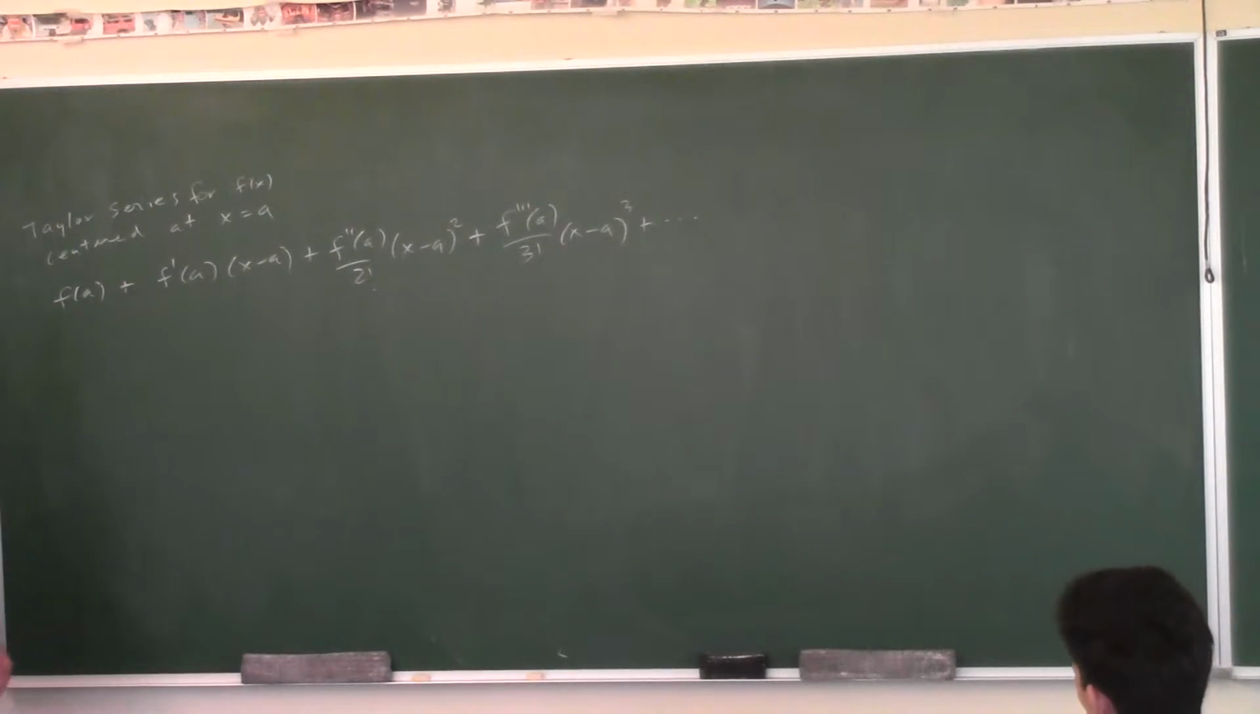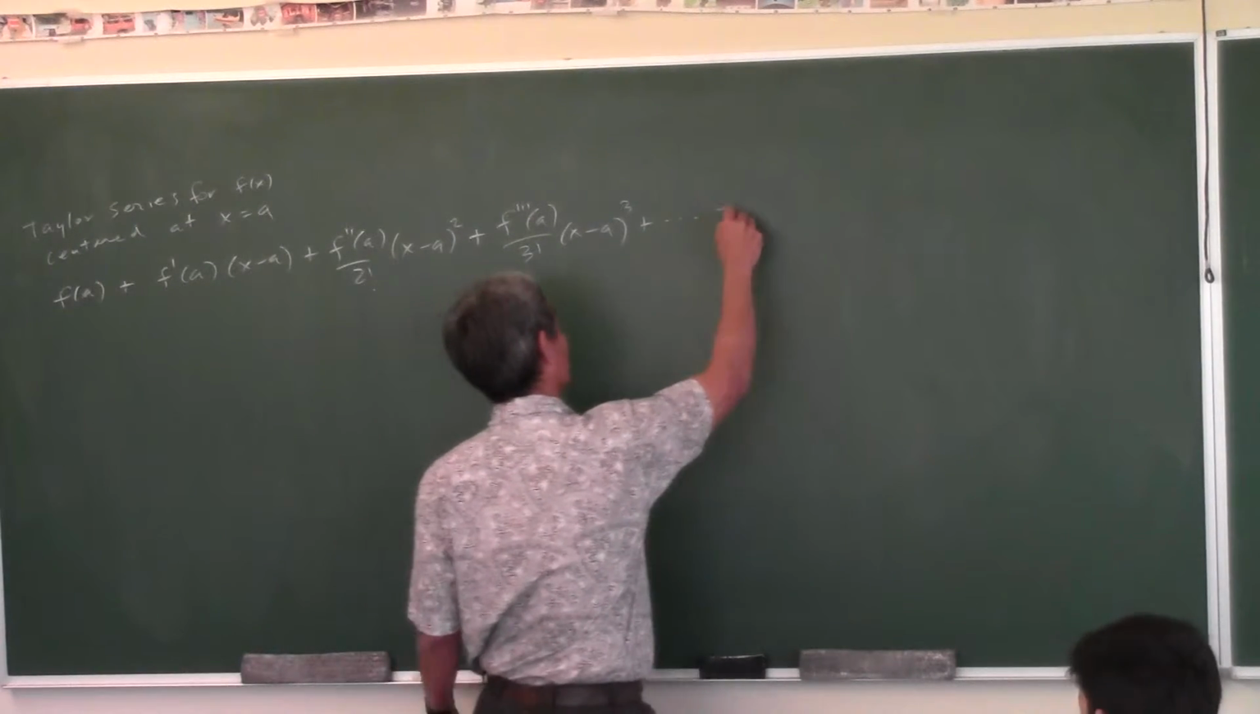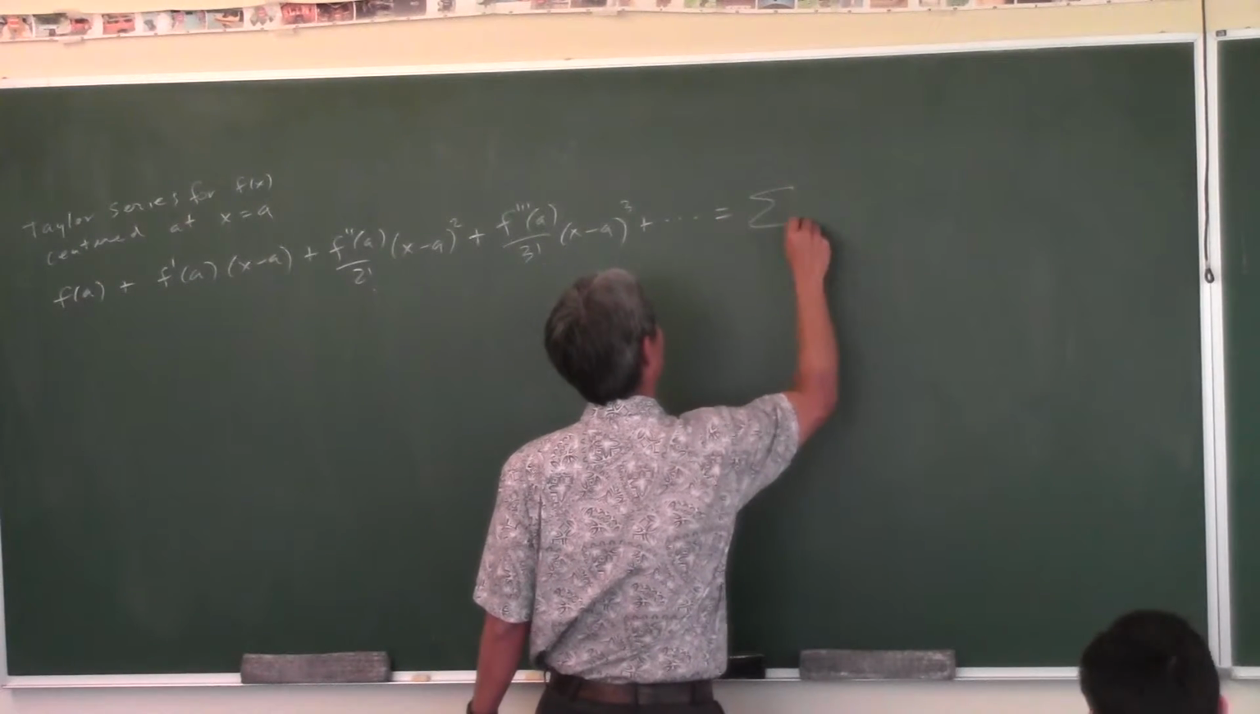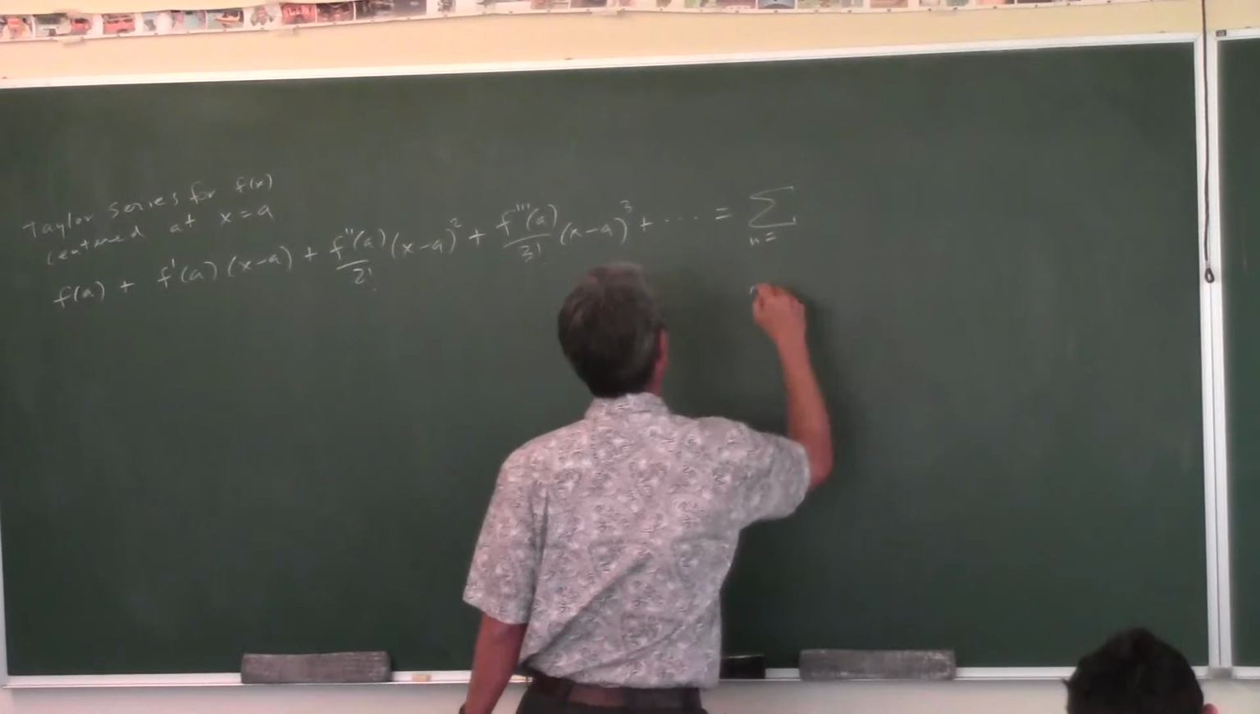Doesn't it kind of remind you of the binomial theorem? It's not, but it's similar. Do not get the two confused. Okay, sigma n equals, what do you want to start with, 0?